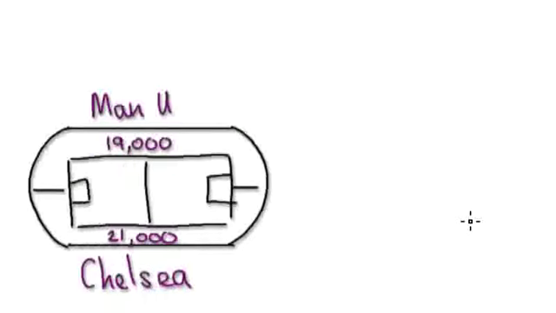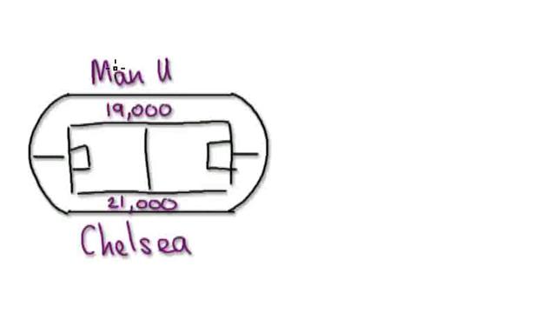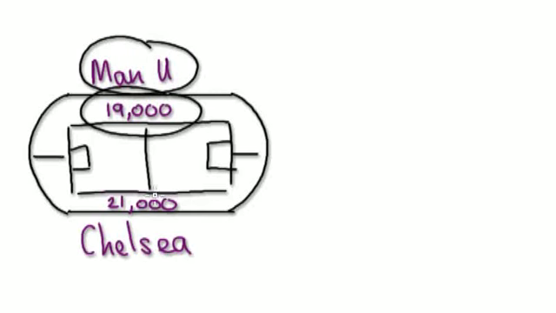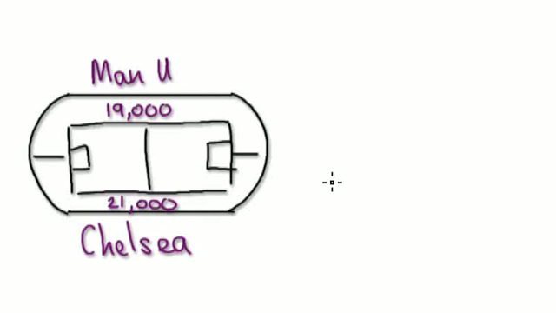Okay, some more questions for you guys here. Let's say you're watching a football match or soccer match. In the stadium there were 19,000 Manchester United supporters and 21,000 Chelsea supporters. The question is, what percentage of the supporters are Chelsea supporters? So draw your diagram, and we'll work out the percentage of Chelsea supporters at this match.